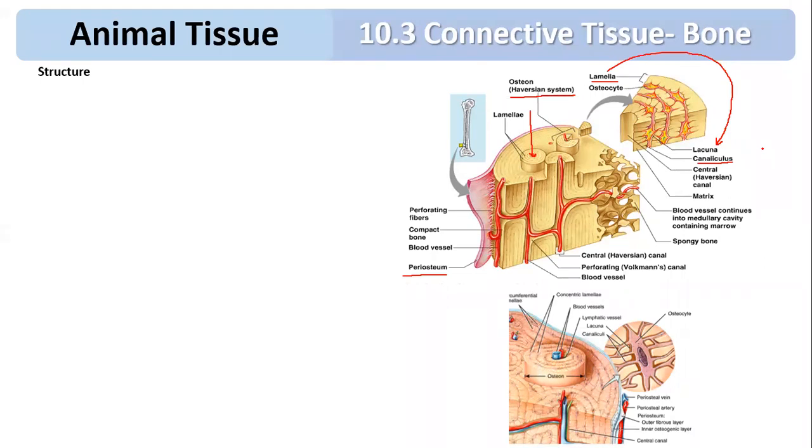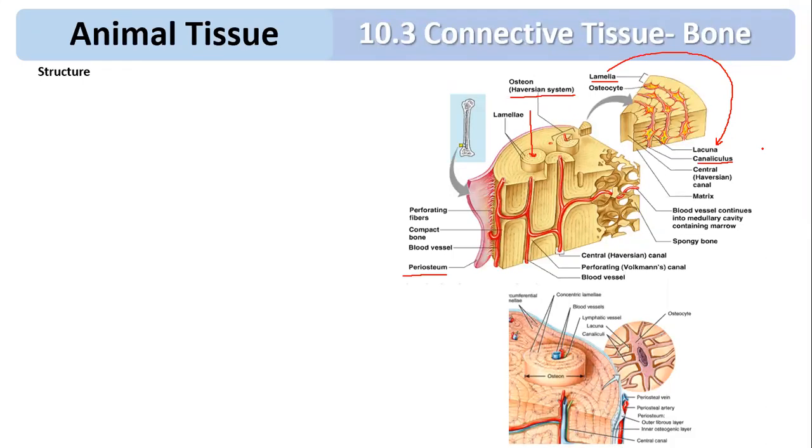So what is the role of canaliculi? The canaliculi make the connection with the adjacent lamella. So this is the structure of bone. Okay, again, in the structure of bone we have to remember first the covering. The bone is surrounded by a fibrous connective tissue covering that is called the periosteum. The periosteum is made up of collagen fiber, white fiber.